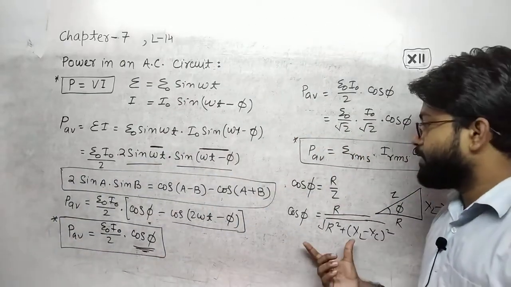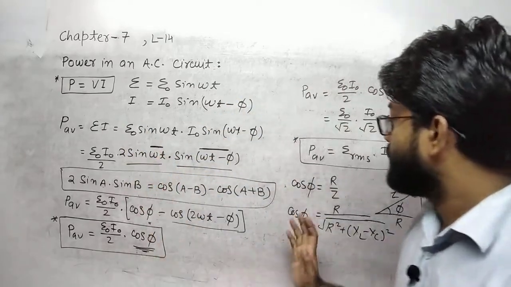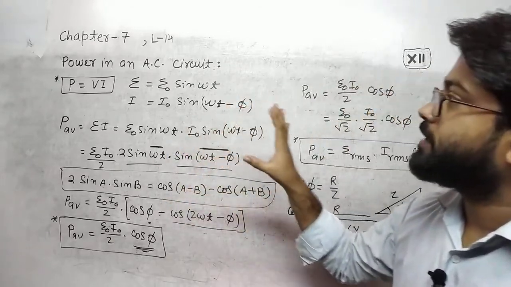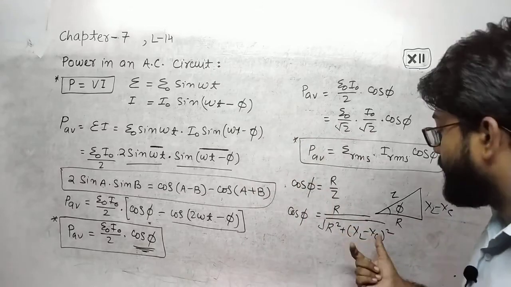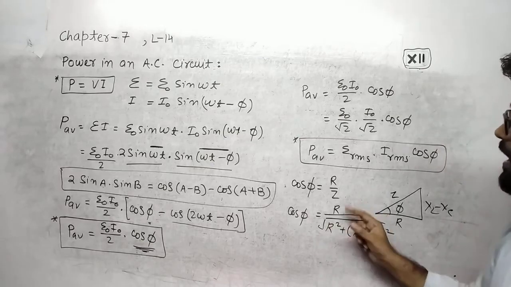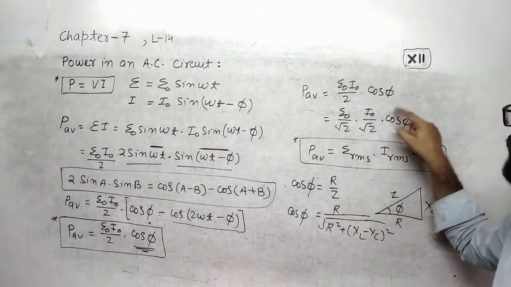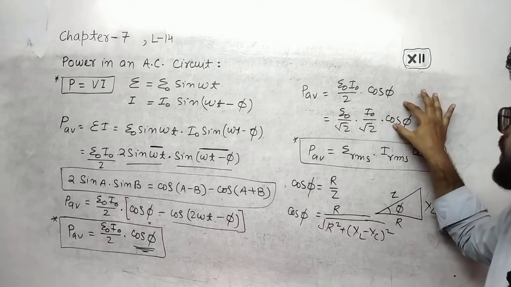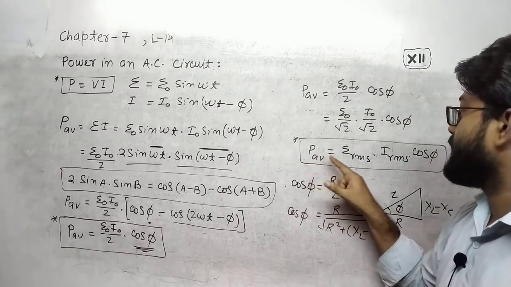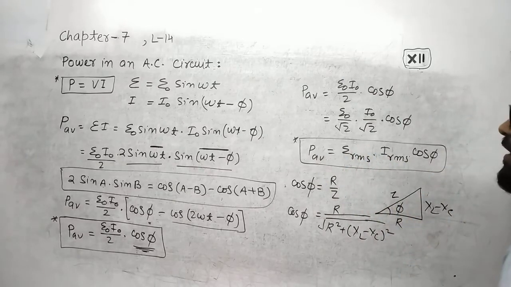Here if the circuit is purely resistive, what will be the condition? If the circuit is purely resistive, meaning no capacitor and no inductor, then XL and XC will be 0, so R upon the square root of R square is R upon R, which means cos phi equals 1, which means phi equals 0. That means if cos phi is 1, then average power for a purely resistive circuit will be equal to E RMS into I RMS. Hope you are getting it.